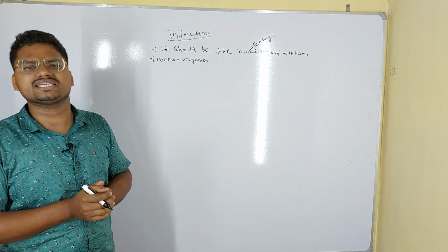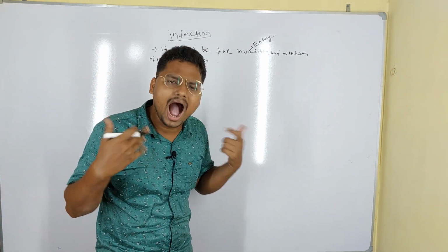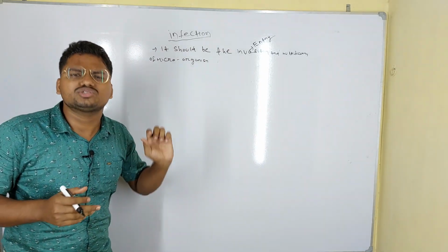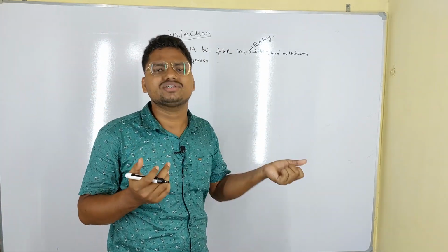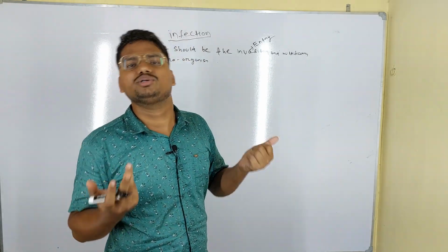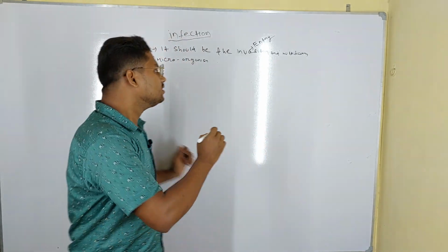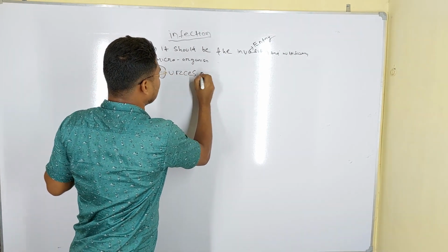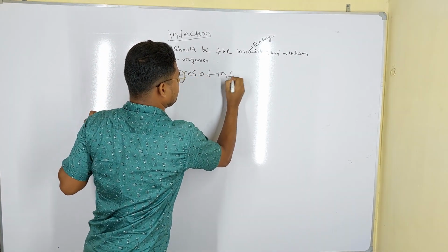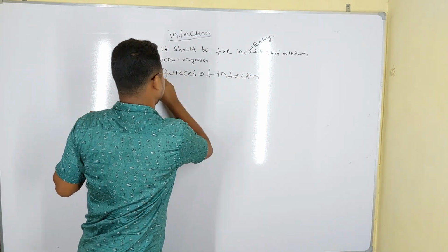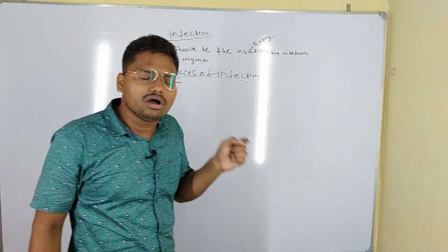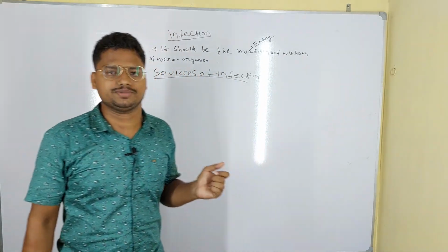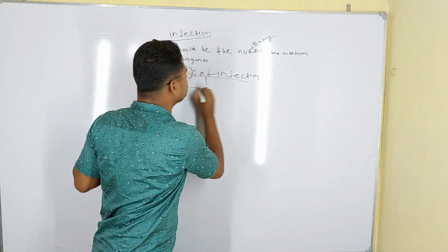Now the question is, what are the sources? So how does the infection come, and what are the sources, and how does the infection come to the where? To our body. Then we can say the sources of infection. Now the sources of the infection should be divided into two types.